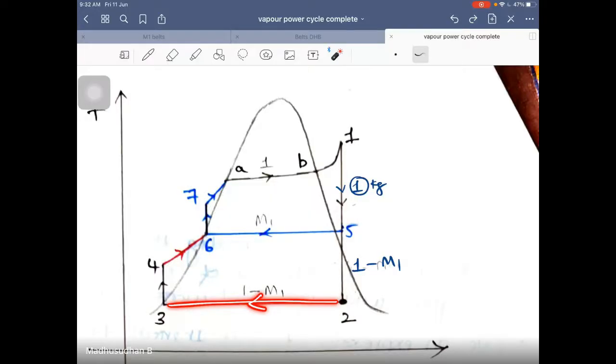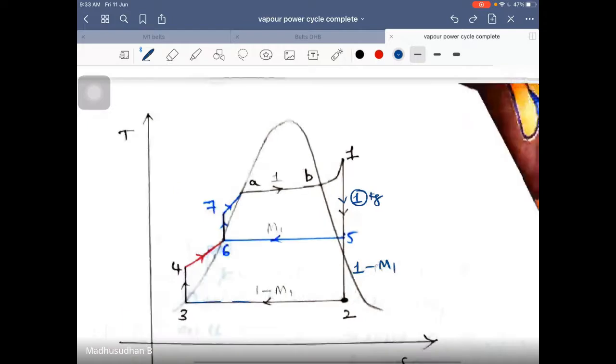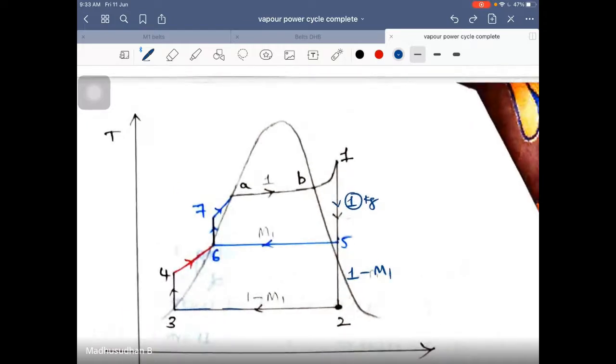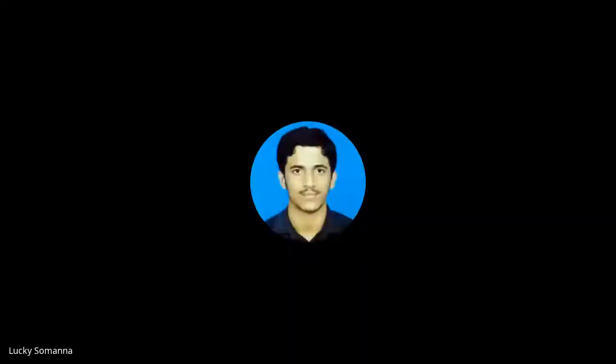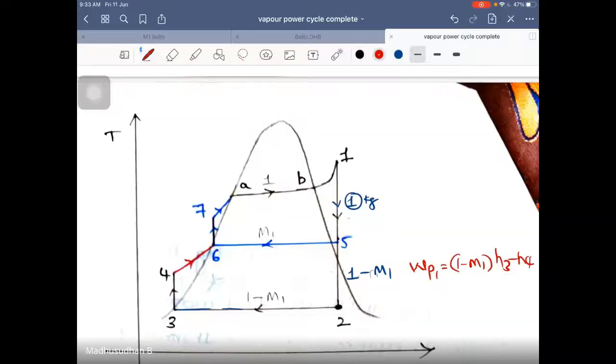Now, which are the 2 pumping works? 3 to 4 is the first pumping work, 6 to 7 is the second pumping work. Now how will you calculate the pumping work? WP1 is 1 minus M1 into H3 minus H4.